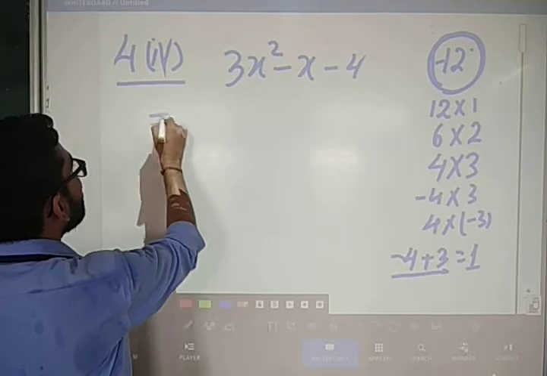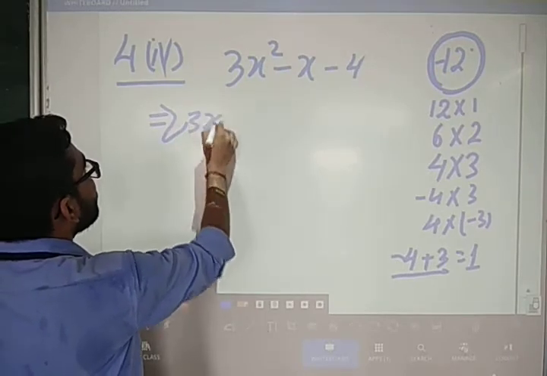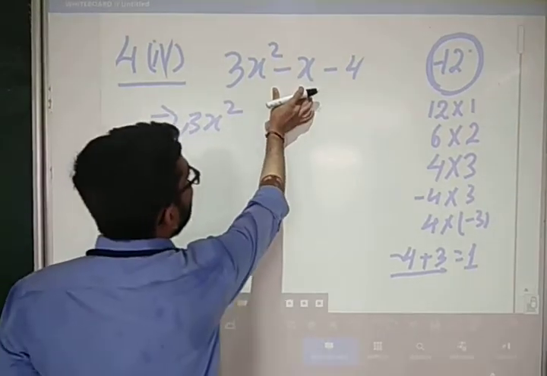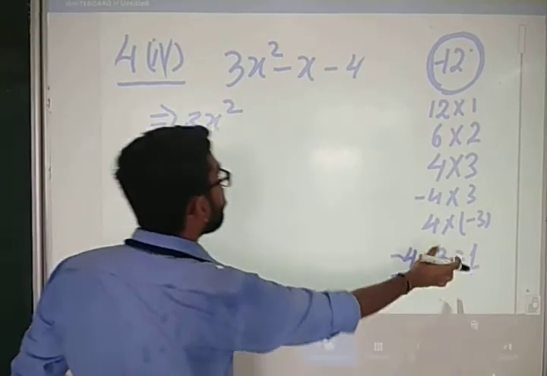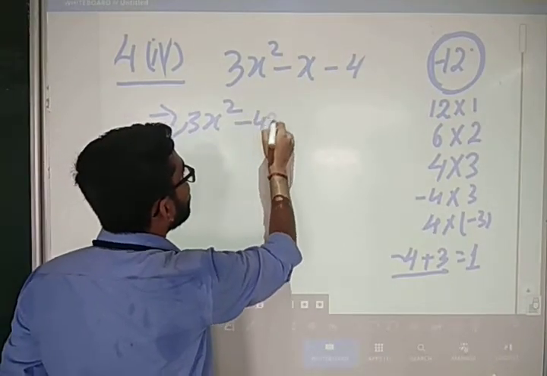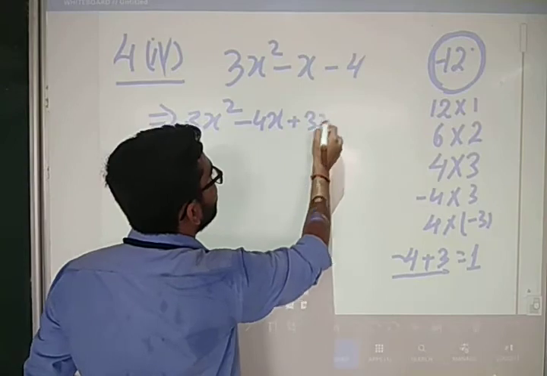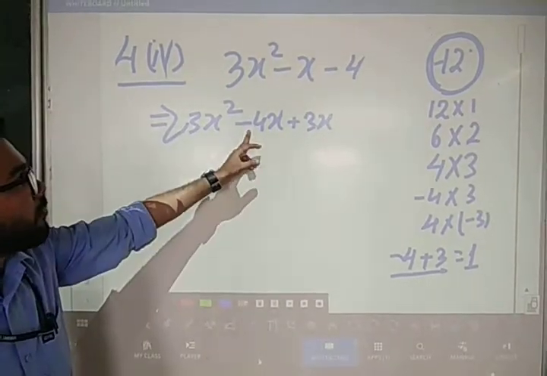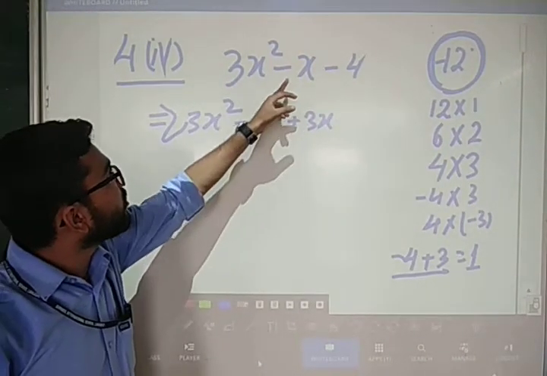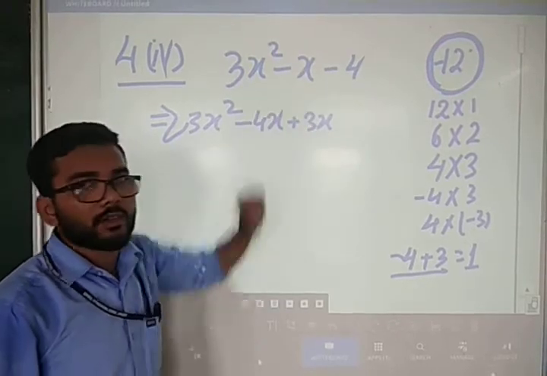So this middle term will be split in this way. Just write the first term 3x squared. The middle term will be split as minus 4 plus 3, so minus 4x plus 3x, meaning minus 4 plus 3 is equal to minus 1, and this x is okay.